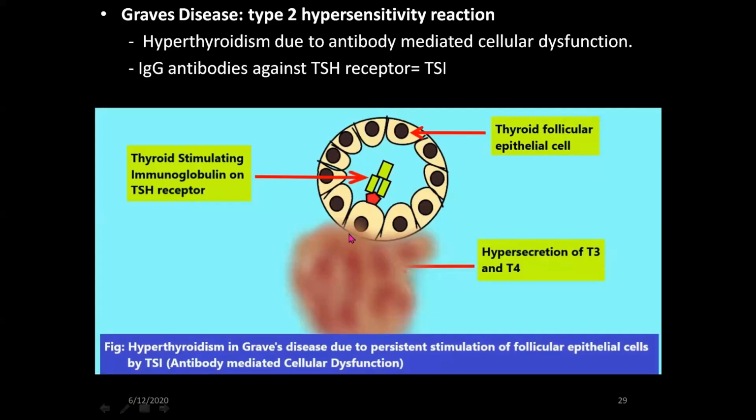In Graves' disease, IgG antibodies are synthesized against TSH receptor. These antibodies stimulate the follicular epithelial cells. That's why these antibodies are called thyroid stimulating immunoglobulin. In Graves' disease, because of the stimulation of follicular epithelial cells by thyroid stimulating immunoglobulin, hypersecretion of T3 and T4 occurs. A patient with Graves' disease presents with signs and symptoms of hyperthyroidism.